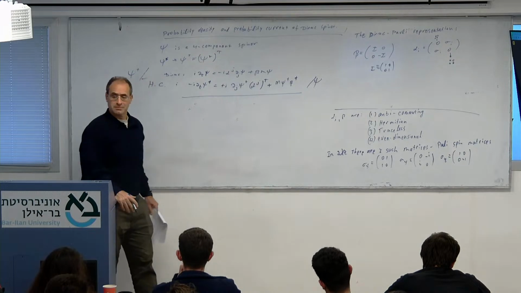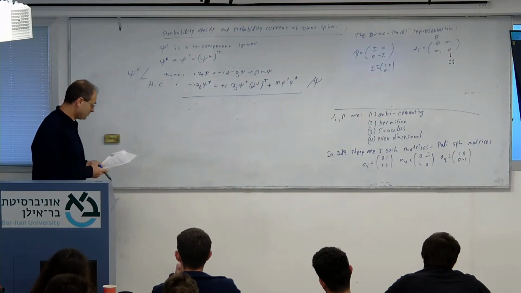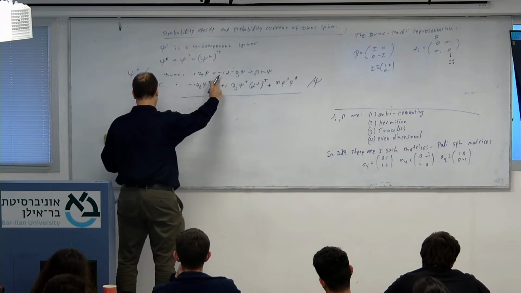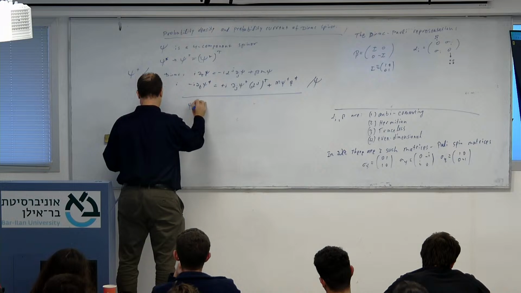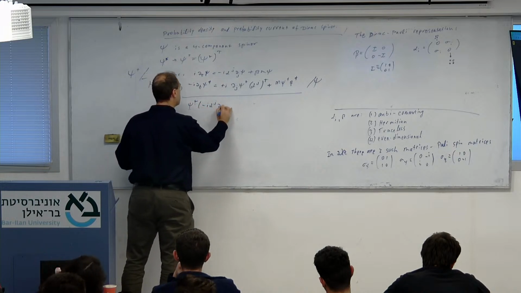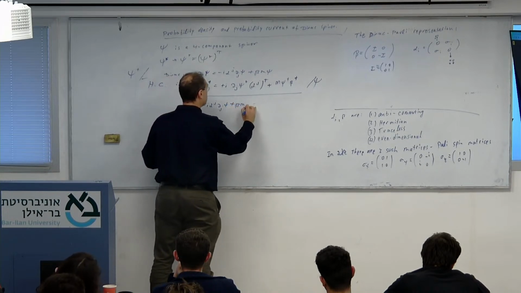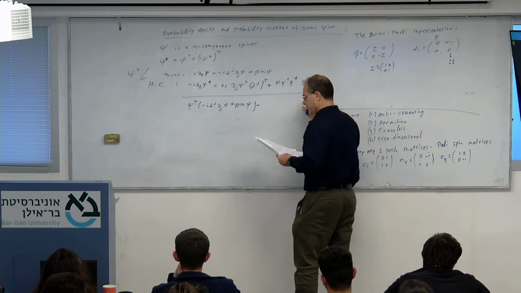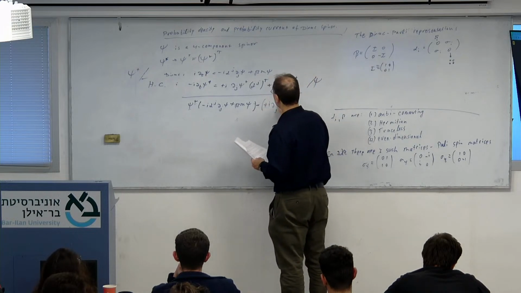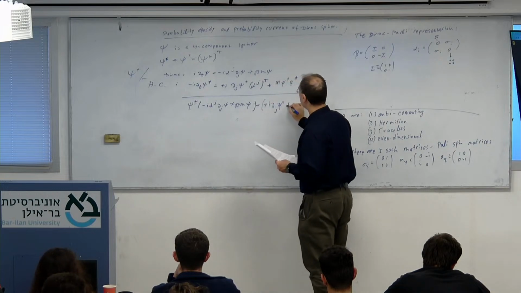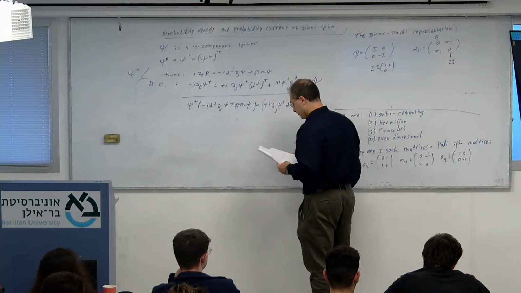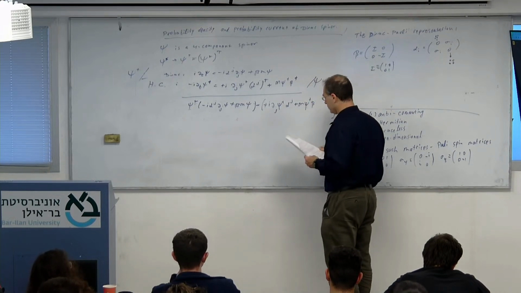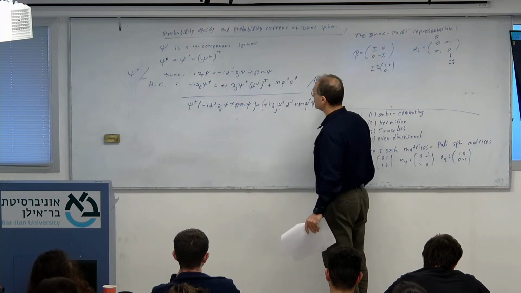Are you happy? So let's see. Psi dagger, minus i alpha_j d_j psi plus beta m psi, minus what I have here multiplied by psi, so it's plus i d_j psi dagger alpha_j, and alpha_j and alpha_j dagger are the same, plus m psi dagger beta psi. That's equal to 0.